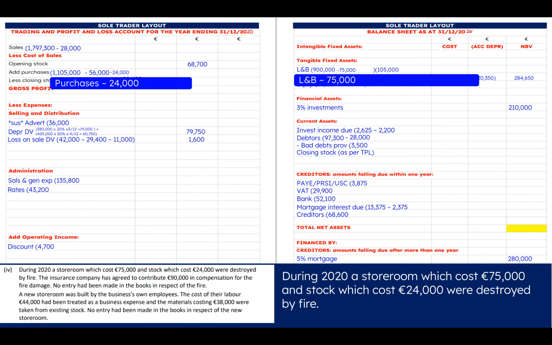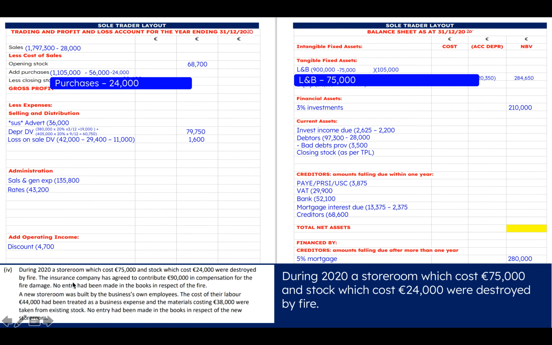Now, tons and tons of students here in the summer, when I'm correcting it, they always reduce the closing stock by 24,000. But I need you to know that if you see "during 2020" or "during the year" and the word stock in the same sentence, that is always just the purchases account. Okay, 31st of the 12th, that's grand, that's closing stock, but during the year, that's just purchases. Okay, so that's the first sentence there.